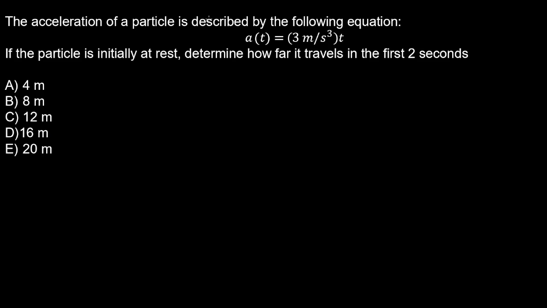The acceleration of a particle is described by the following equation. And if the particle is initially at rest, determine how far it travels in the first 2 seconds. So given the acceleration is the change in velocity with respect to time, which is equal to 3t. So given this is a non-uniform acceleration problem, we separate the variables. So we have dv is equal to 3t dt, and integrate both sides.